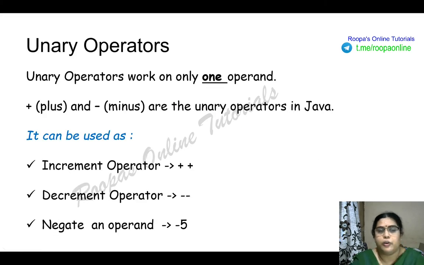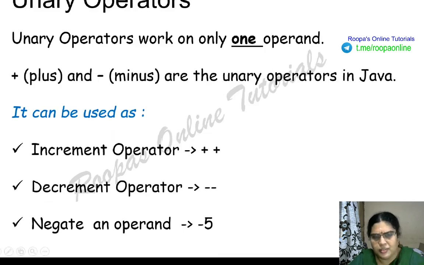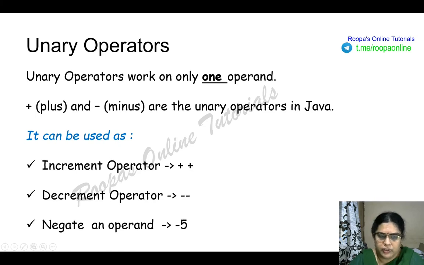So what are unary operators? They are operators which work on only one operand, only one value. Plus and minus are the unary operators in Java. Here you can see plus plus is an increment operator, minus minus is a decrement operator, and negate is also an operator. Negate means we are putting a minus sign. Don't get confused with the word, it just means a minus sign.